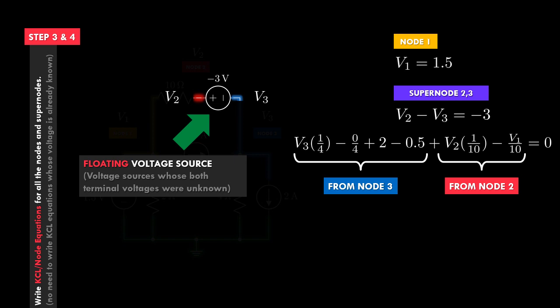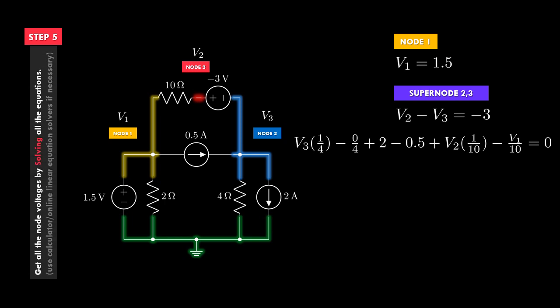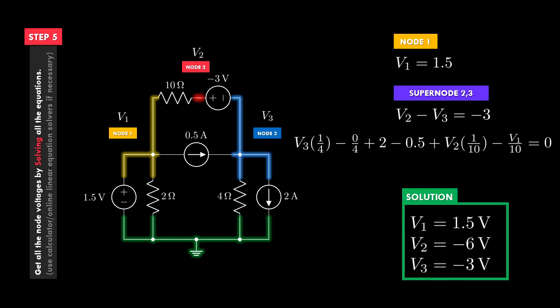And now you have successfully reached up to this point. You have 3 variables, V1, V2, V3, and you have 3 equations. So you can use a calculator to find the solution for them. And again, once we know all the node voltages, we can basically ask any questions and answer that. So we're basically done here.